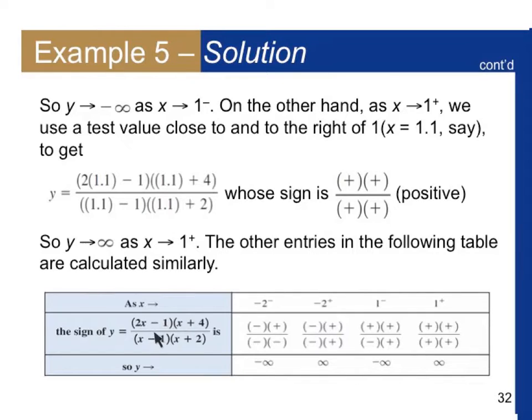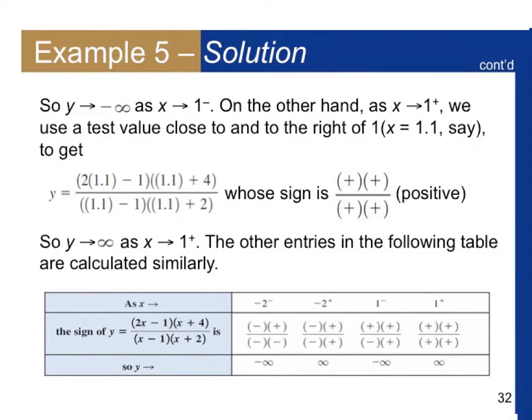Okay. And then we do the same thing with negative 2, sorry. So as x approaches minus 2 from the negative side, from the left-hand side, y approaches minus infinity. Let me restate that. Since we're approaching minus 2 from the negative side, here we might be looking at something like minus 2.1. Okay.